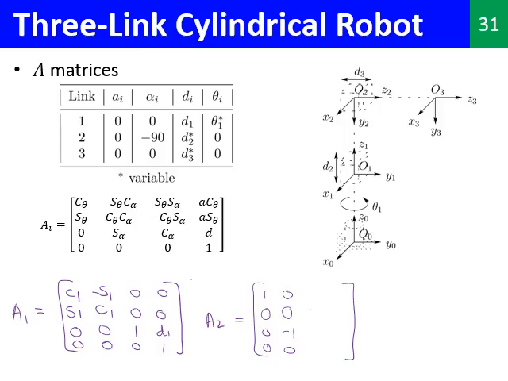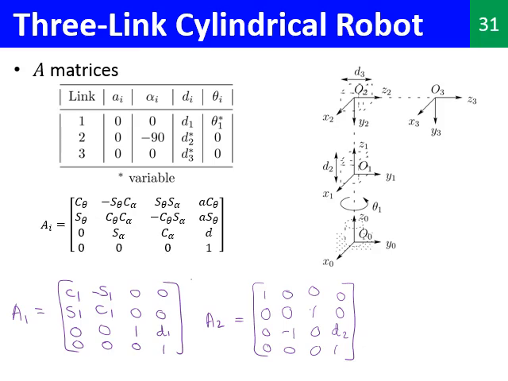Next we have the third column. So sin 0 is 0. Then we have minus cos 0 and sin minus 90. So that's going to be a plus 1. And cos minus 90 would be 0, another 0. And the final column is, again the a's are 0, therefore these two will be 0. d is d2 and a 1. Okay, so that is our A2 matrix.